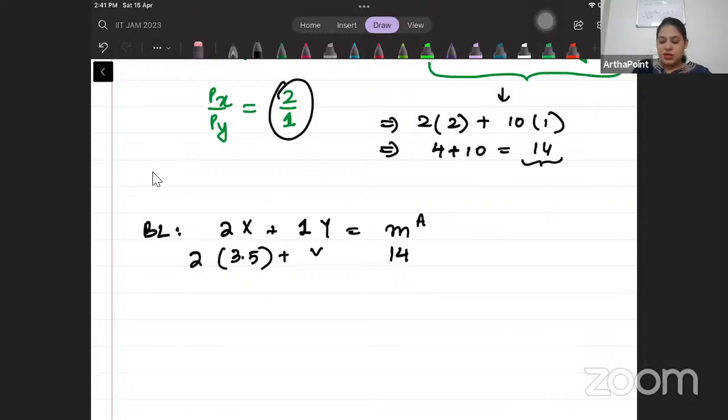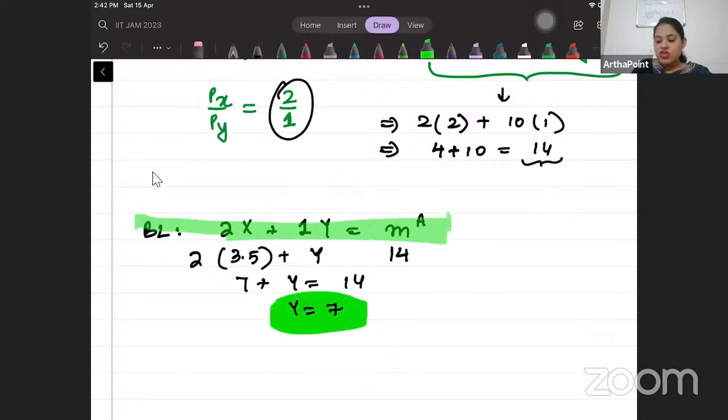Good Y, I don't know. So 7 plus Y is 14. So Y should be 7. If I consume 7 units of good Y, then I am on my budget line. Everything is clearing for me. My market is clearing. I am spending my entire income.